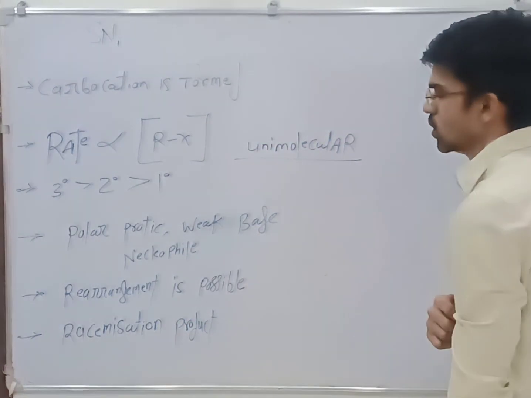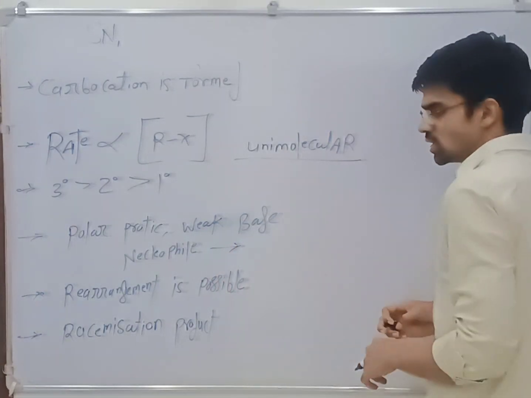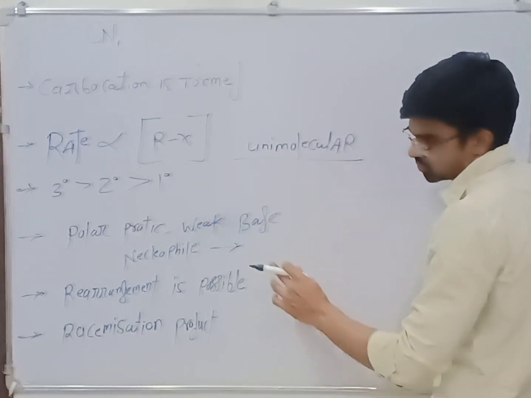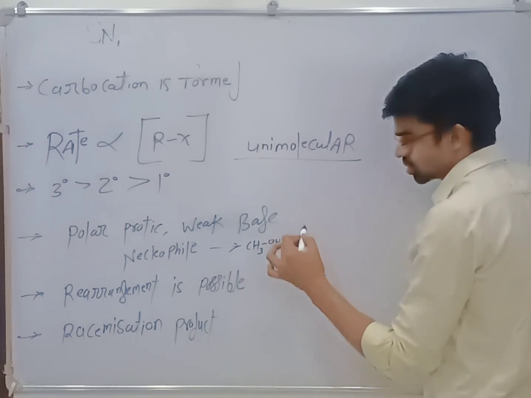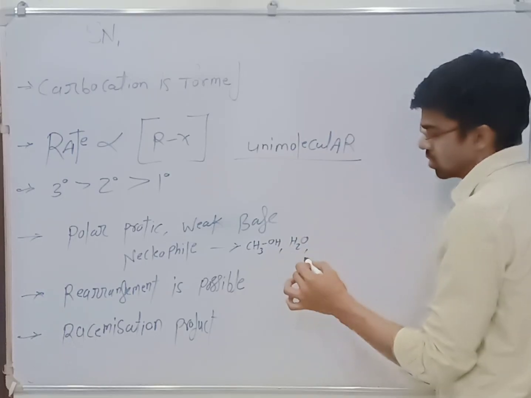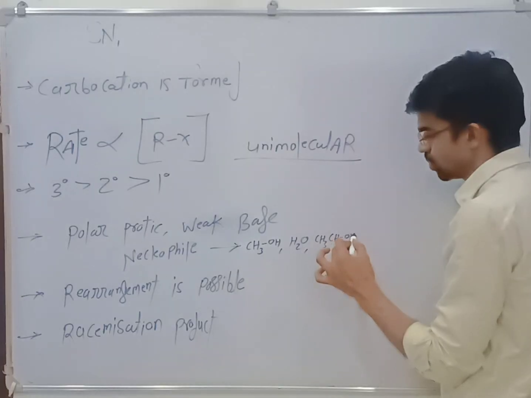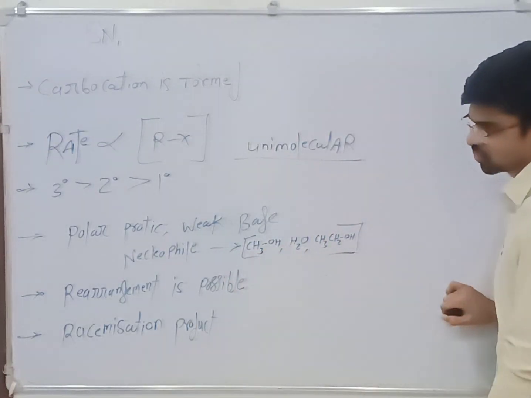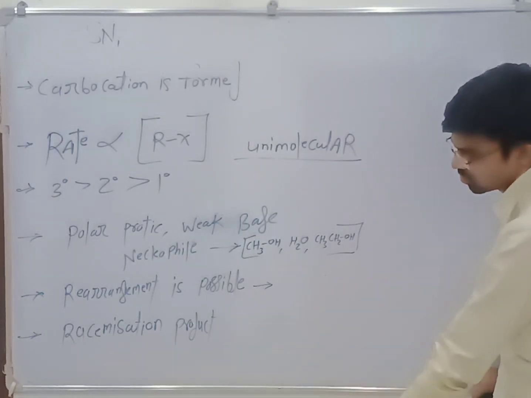Polar protic means the nucleophile which is having H plus, that is, as a polar protic nucleophile you can take CH3OH, or H2O, or CH3CH2OH. These are called polar protic nucleophiles. In SN1 rearrangement is possible.